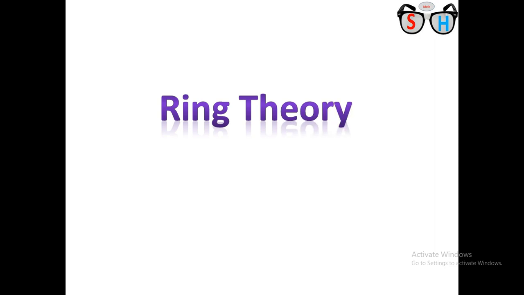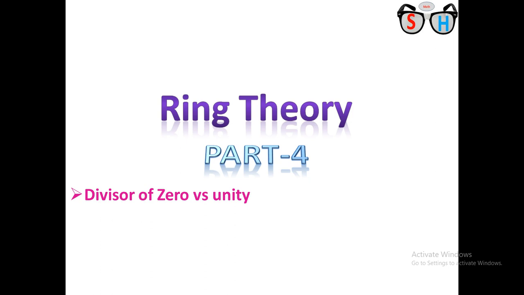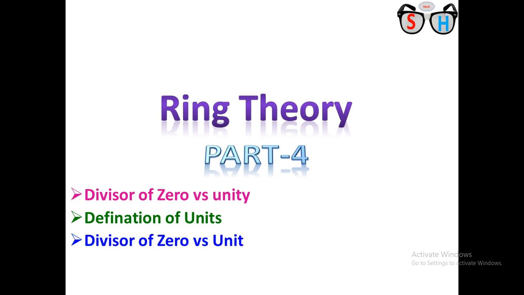In the present video, our topic is ring theory. This is part 4. Here I discuss divisor of 0 versus unity. That is, there is a theorem which gives the relation between divisor of 0 and unity, and then I give the definition of unit and the relation between divisor of 0 and unit, and at last I will show that the set of all units in a ring forms a group with respect to multiplication. I hope that you understand the video.